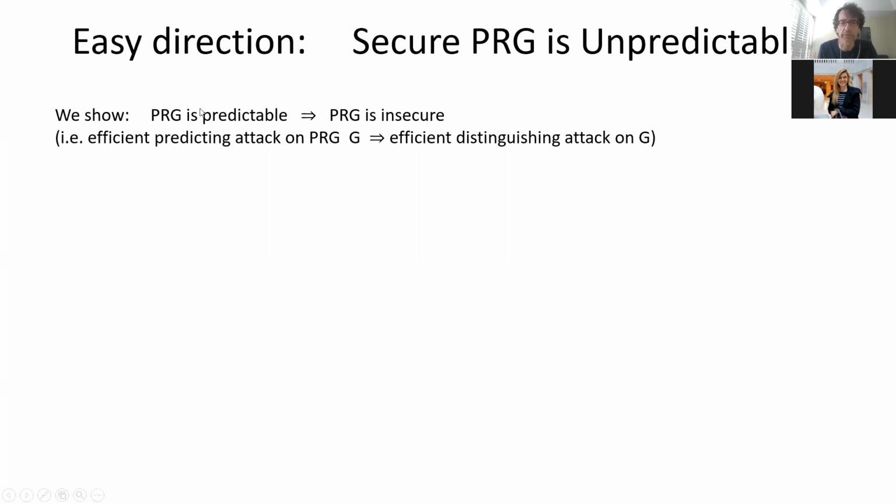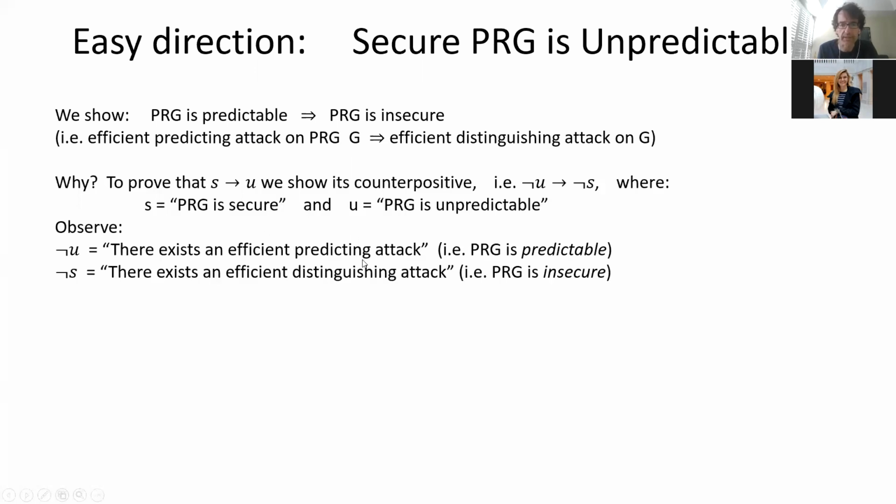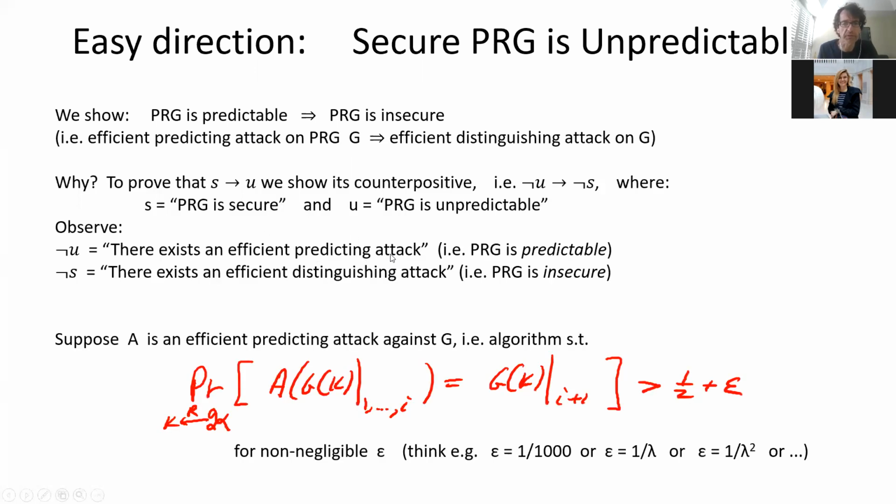In other words, if we have a predictor that has an efficient algorithm that, given the first I bits of a PRG output, predicts the I plus first, then we can use this predictor to build a distinguishing attack on the PRG. In other words, contradict this, right? So we just conclude that the PRG is insecure. This is just contrapositive versus positive, in case you were not convinced that what I'm doing here is really the contrapositive of what this says.